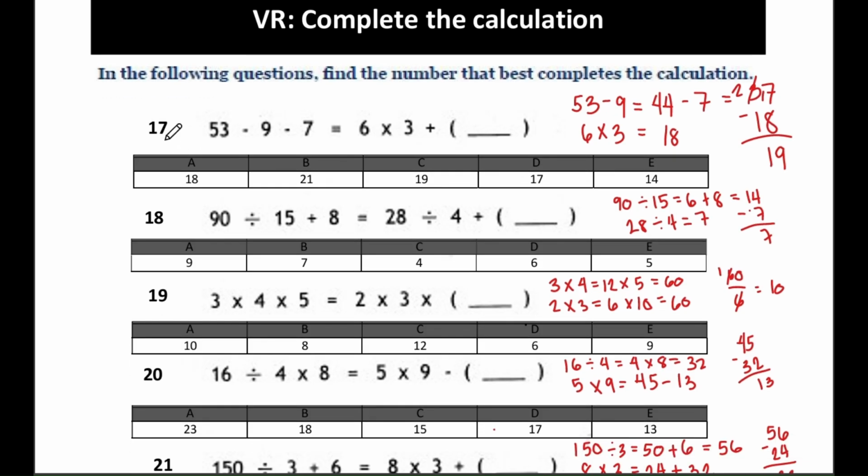Question number 17. Question 17. 53 minus 9 minus 7 equals 6 times 3 plus what missing number? The options are A, 18, B, 21, C, 19, D, 17, or E, 14. The correct answer is C, 19.